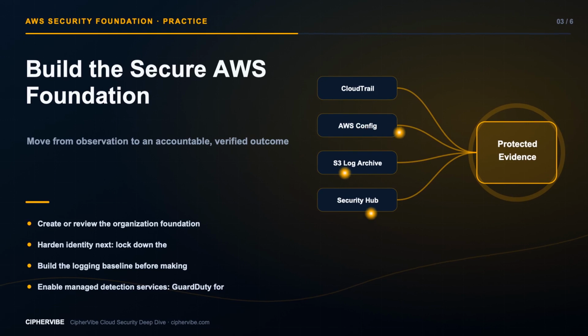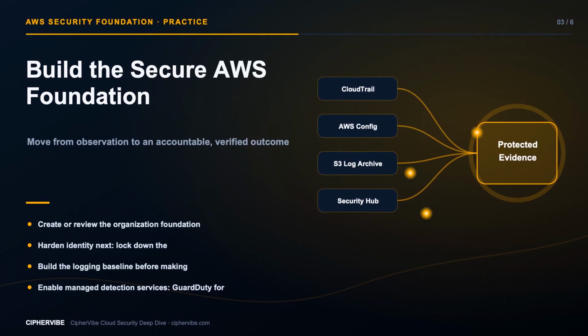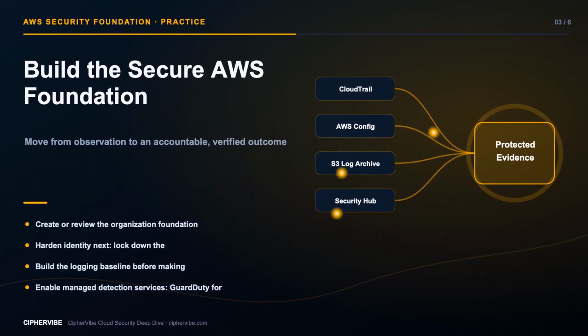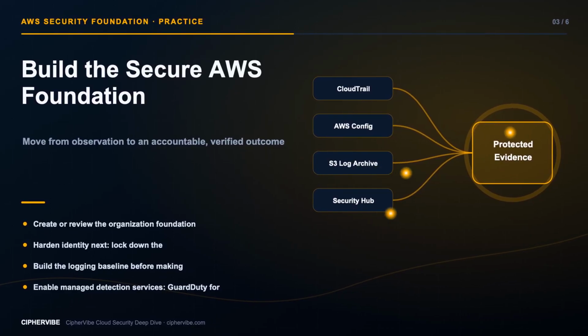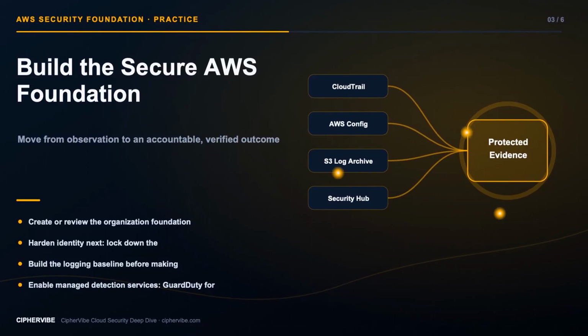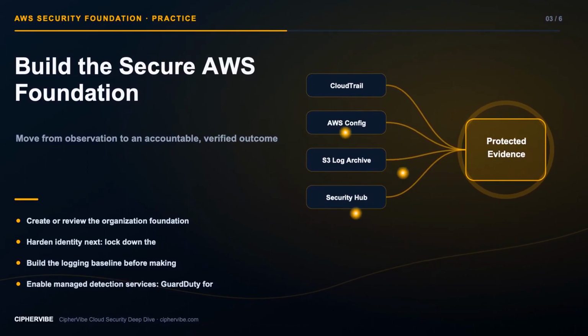Sixth, practice incident response. Define severity levels. Preserve evidence. Isolate compromised identities or accounts. Rotate secrets. Restore from backups. Document decisions. And run tabletop exercises using real AWS service workflows.